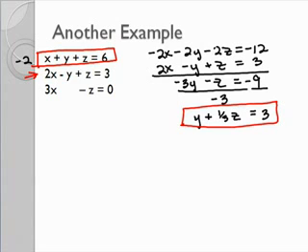Now we're going to go to the third equation. We want to get rid of the x and the y. Well, the y is already gone, but sometimes when you get rid of the x, the y will reappear. And I have a 3x here, so I want to find the easiest way then to get rid of the x.